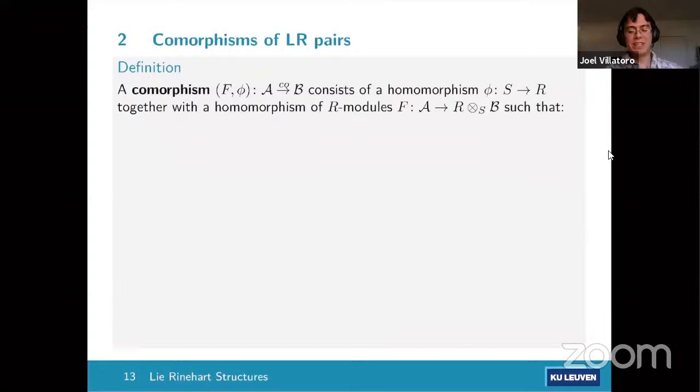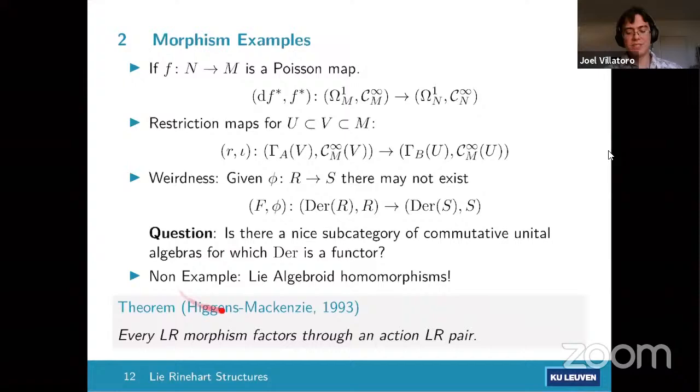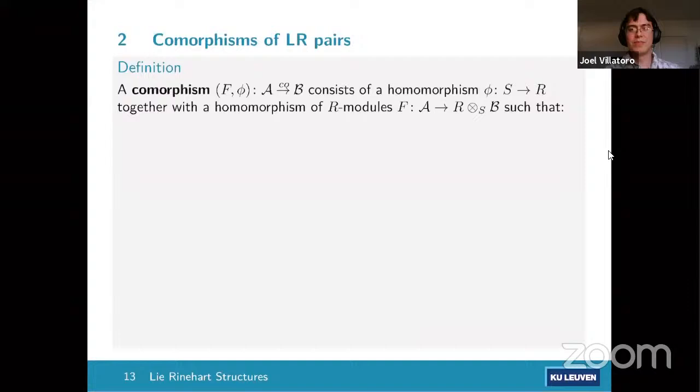So how do we fix this problem, right, that we have not captured Lie algebroid homomorphisms in our definition of morphism? Well, you go to what's called a comorphism. Why is it called a comorphism? We call it a comorphism because the map at the level of rings goes in the opposite direction as the map at the level of the algebras, right? So now the map of rings goes from S to R, right? R is always associated to A and S is always associated to B.